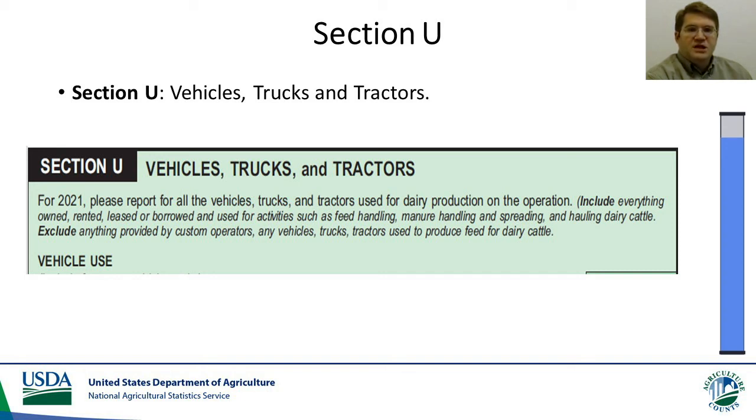The purpose of this section is to collect data on vehicles and tractors used for the dairy operation during the 2021 year. By itemizing the vehicles and tractors, we can estimate the amount of capital investment in these items. Include all trucks, tractors, and other motor vehicles owned, rented, leased, or borrowed and used for activities associated with the dairy enterprise, such as manure handling and spreading, hauling dairy cattle, and feed handling, but not feed production. ATVs and four-wheelers should be recorded in section V.